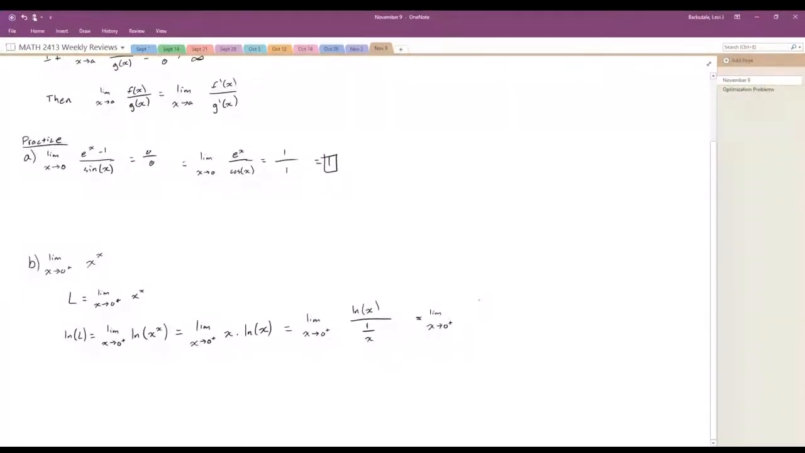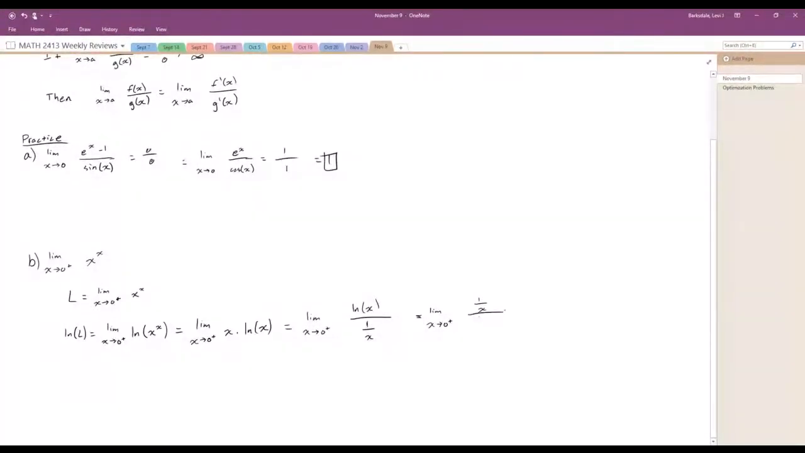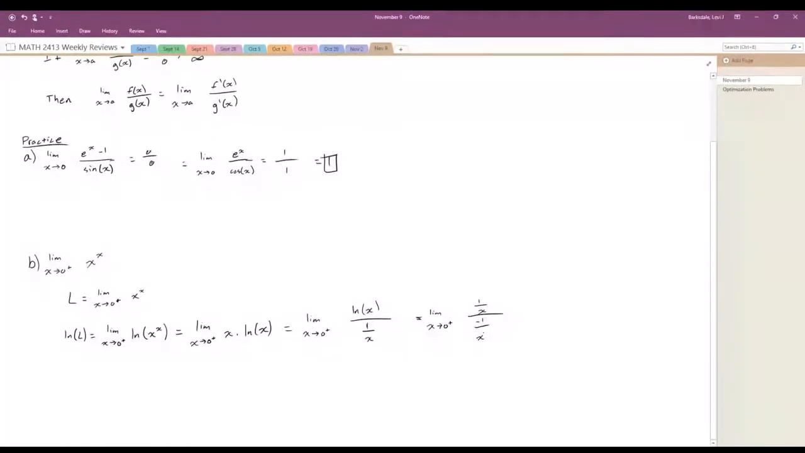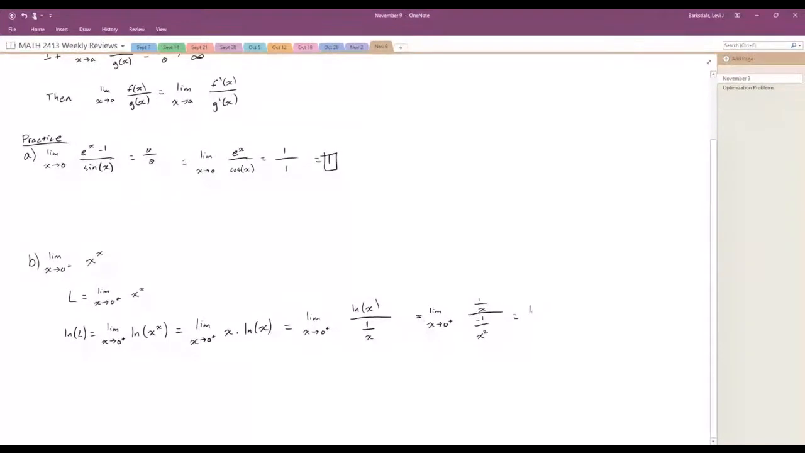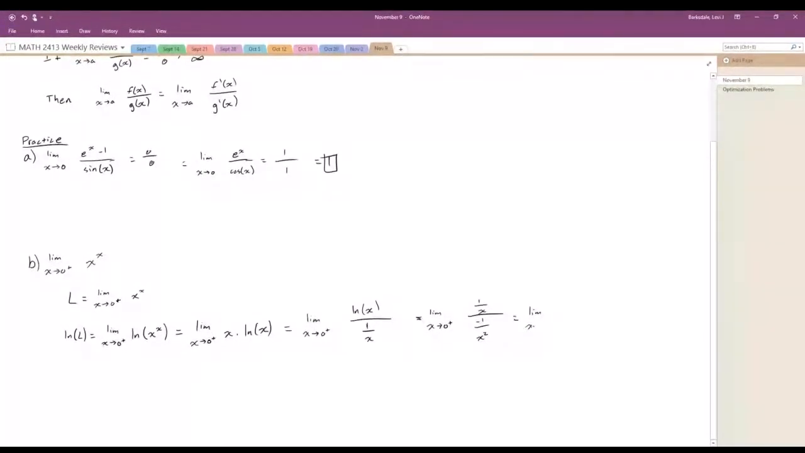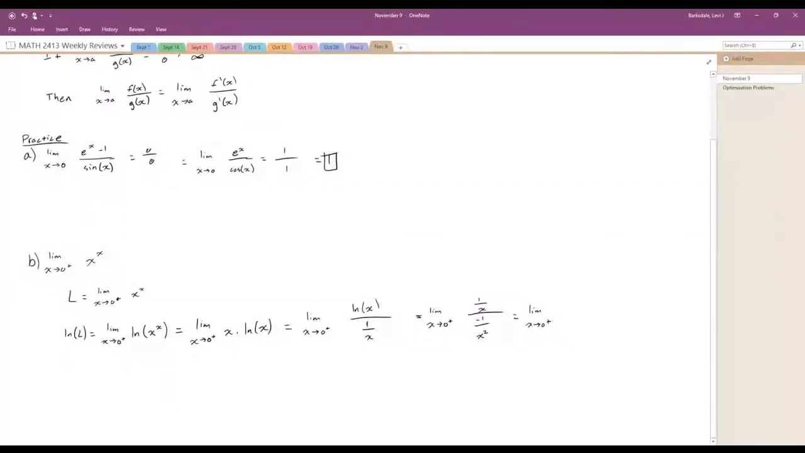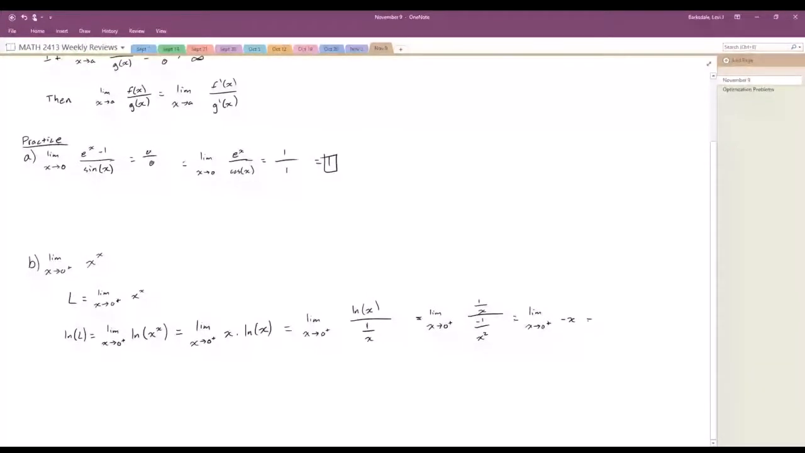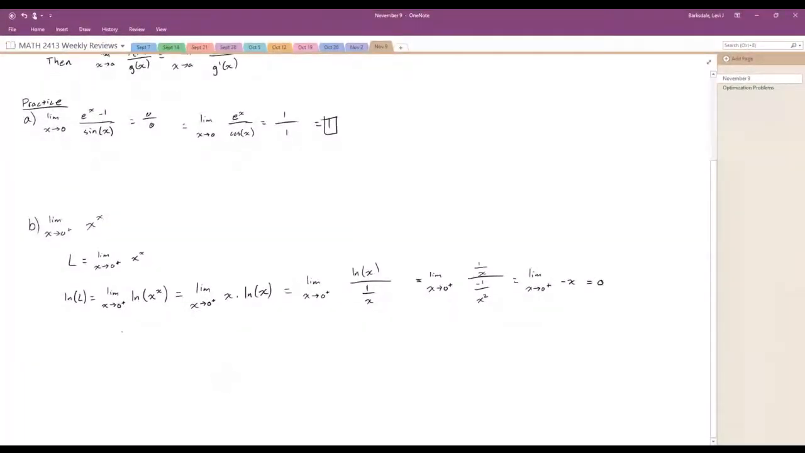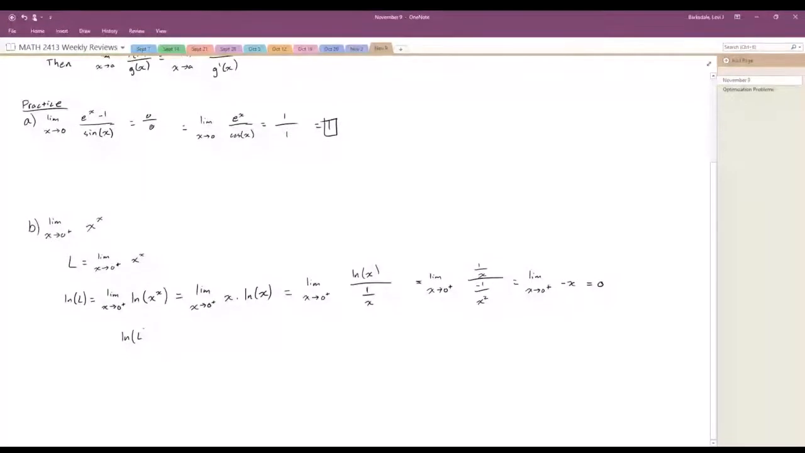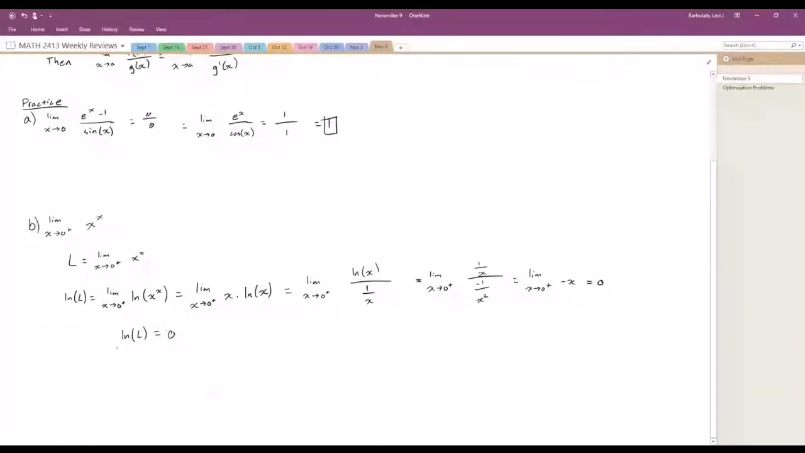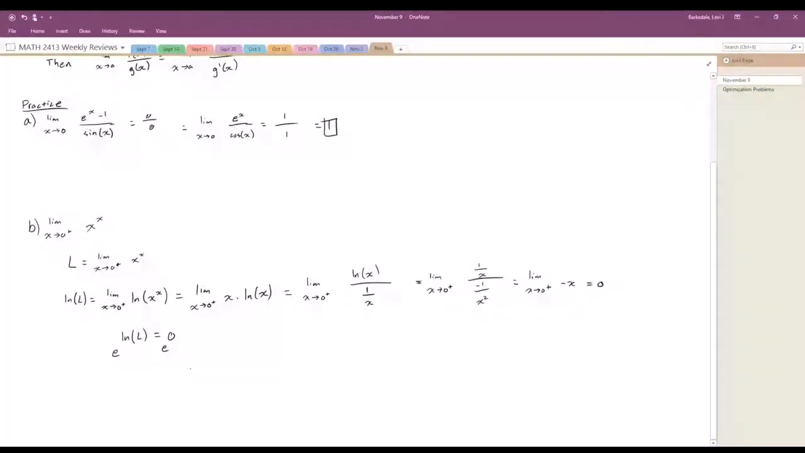The derivative of the top is 1 over x, and the derivative of the bottom is negative 1 over x squared. So I cancel, and I get the limit as x goes to 0 from the positive side of negative x, which is, of course, 0. I'm not quite done, though, because I took the natural log of each side. So I take the natural log of some limit L, and I know that's equal to 0. So to cancel it, I raise both sides to the e power. So now I have that L is equal to e to the 0. So L is equal to 1.